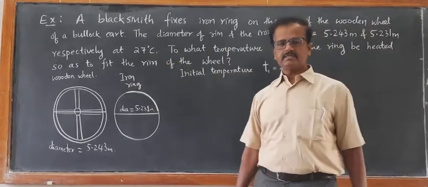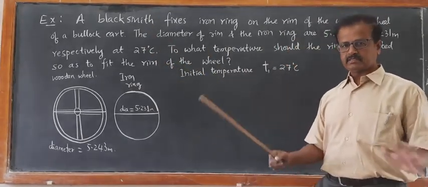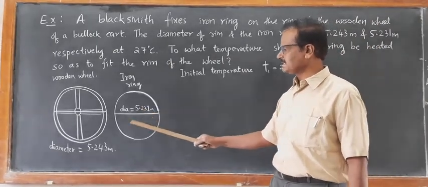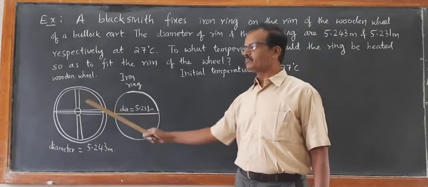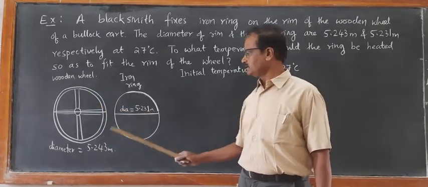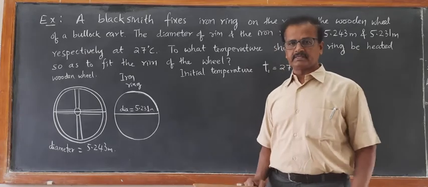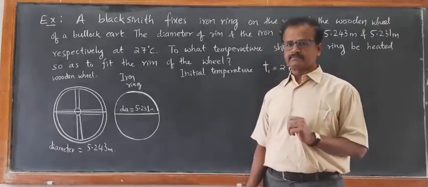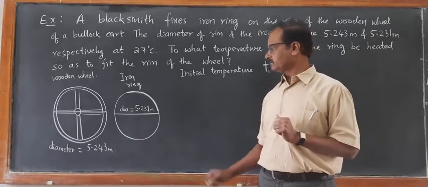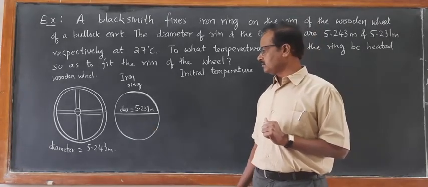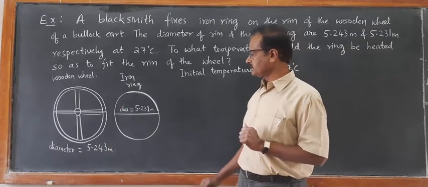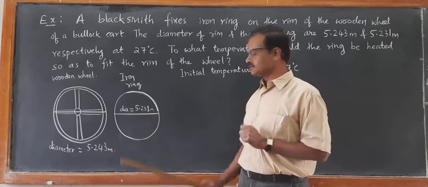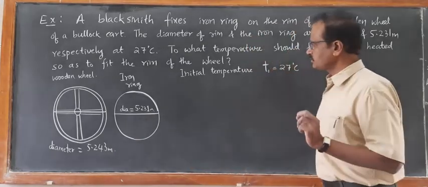At room temperature, say 27 degrees Celsius, the diameter of the iron ring is slightly less than the diameter of the wooden wheel. It is 5.243 meter, and this is 5.231 meter. If you take the difference, it is about 12 millimeter, 1.2 centimeter.